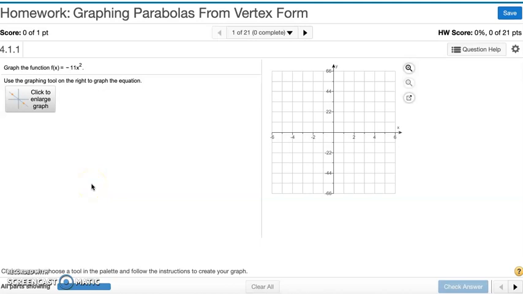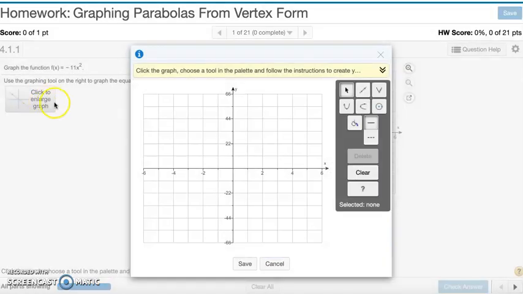Graphing parabolas in vertex form. Number 1. Graph the function f of x equals negative 11x squared. So substituting numbers in for x, I'm going to substitute 0 in for x, which gives me 0 for y. So my first point will be 0, 0.